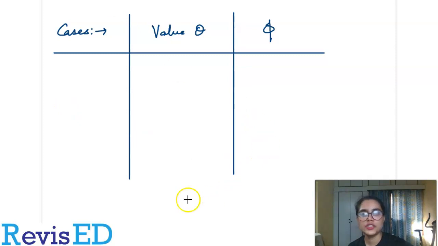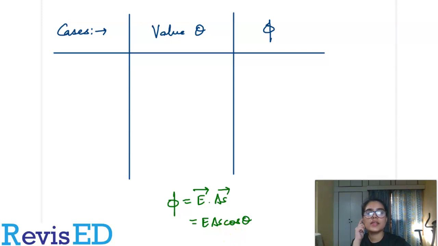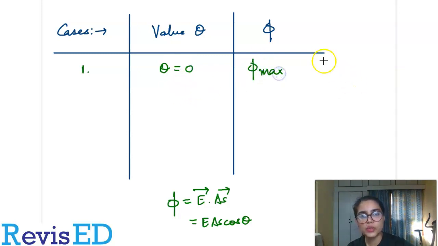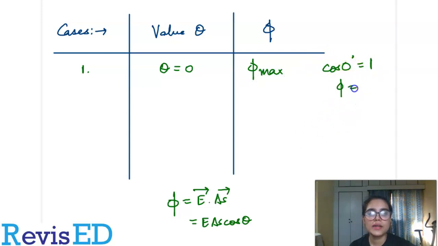So first of all, let's write down the formula. Phi, your electric flux, is equal to E dot delta S, or E delta S cos theta. Everything depends upon the value of E, delta S, and theta plays a major role here. We have discussed case number 1, where theta is equal to 0. When theta is 0, phi is maximum, because cos 0 degrees is 1, so it will be directly equal to E into delta S.